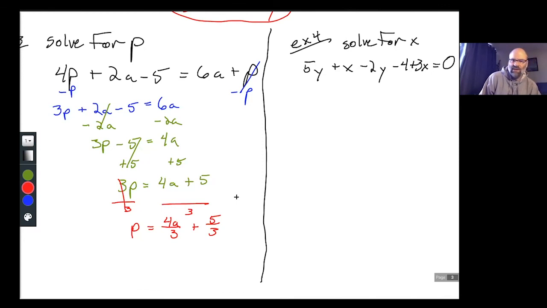So if you had time to do 4, then let's see, so this time we are going to do step 1. Why are we doing step 1? I don't see any parentheses.